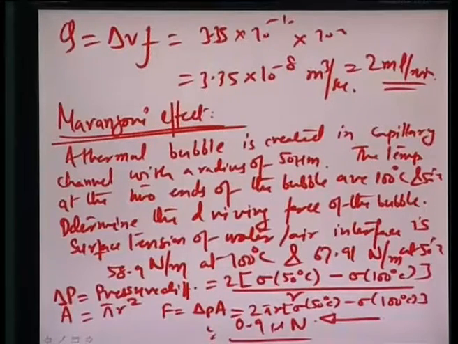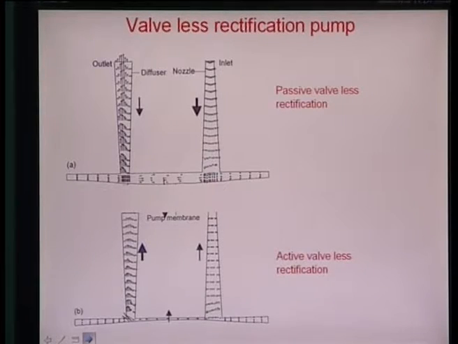As you are seeing here, the force which arises because of this differential surface tension is only about 0.9 micronewtons, close to 1.0 micronewton, and this is sufficient to move the small mass of the fluid bubble towards the surface which is more strongly heated. That is what the Marangoni effect would do. Let us also study some other forms of micropumps which may be of interest to the readers.